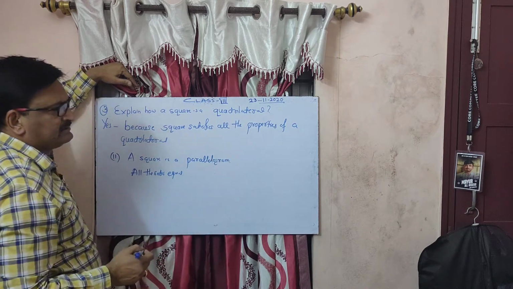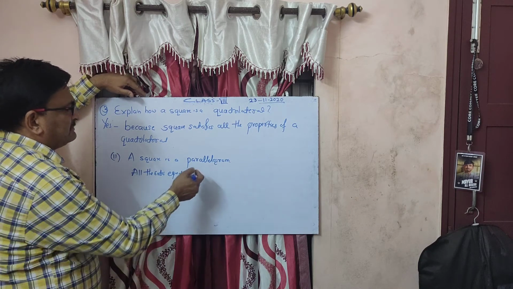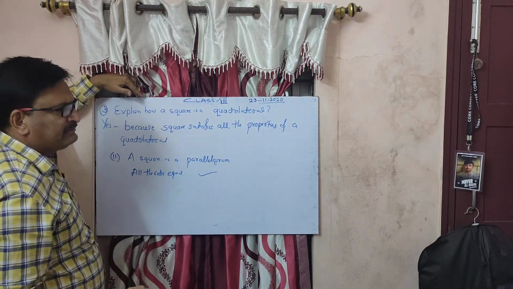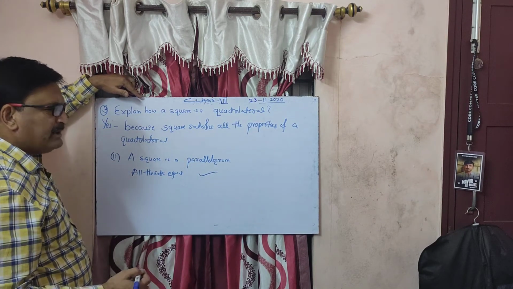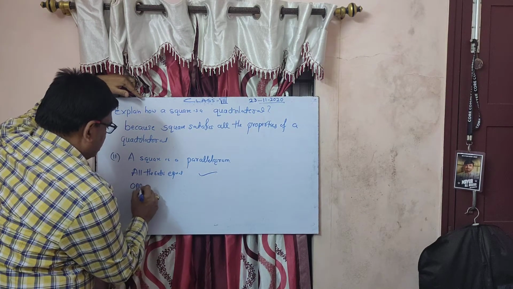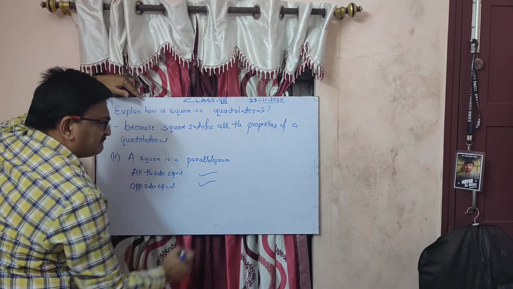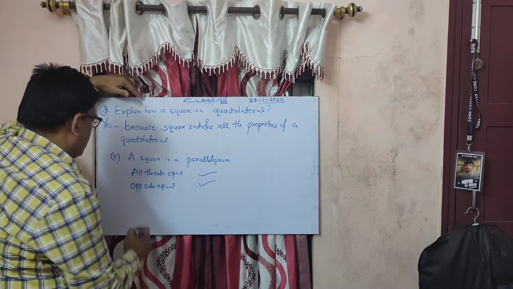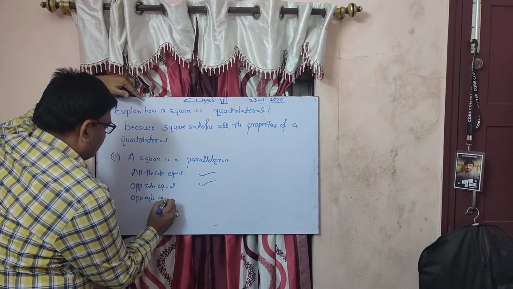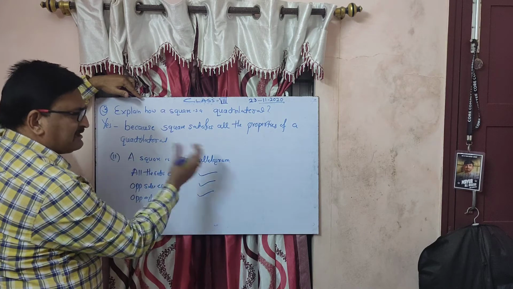Sometimes, all the sides of a parallelogram are also equal. Sometimes the sides of the parallelogram may be equal. Okay, opposite sides equal. Maybe sometimes. Okay, opposite angles equal. Okay, this also happens, but vice versa cannot be.